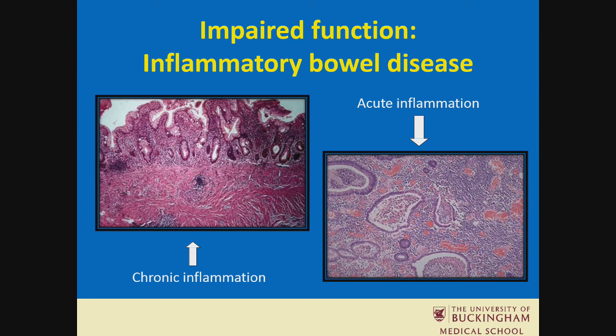And this is the higher power view. You can see some of these crypts are dilated and filled with neutrophils, and that is called a crypt abscess. When the neutrophils are on the lining epithelium, it is called cryptitis. So in ulcerative colitis, there is cryptitis, crypt abscess, crypt distortion, and a lot of inflammatory cells. And the inflammation is superficial or mucosal inflammation.